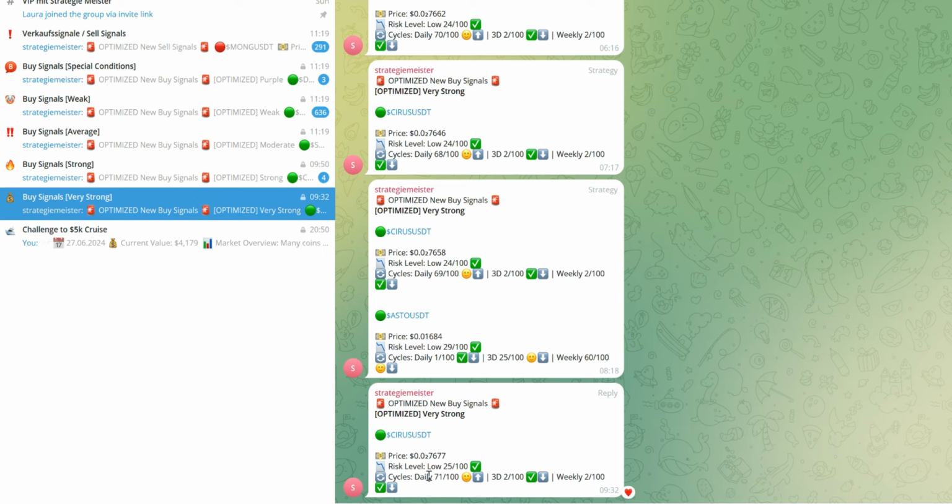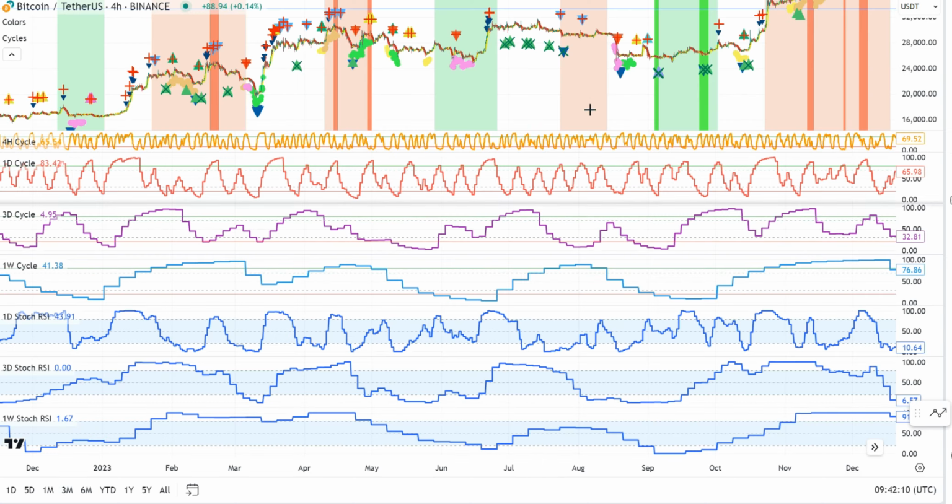Now, why did I say that the daily cycle disqualifies us from buying? Because at the moment, I'm a risk-averse trader. I prefer to enter those kinds of trades where the weekly cycle is below 20, where the daily cycle is below 20, and when the Stoch RSI comes into harmony with the weekly cycle.